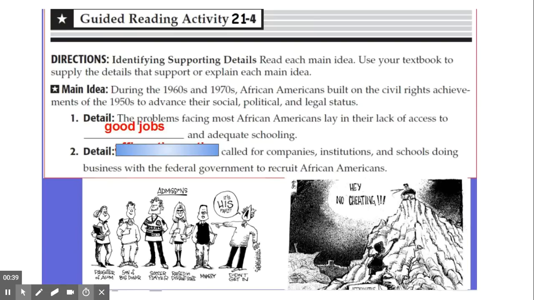When LBJ becomes president, one of the things that he incorporates into his war on poverty and his Great Society was something called affirmative action. This is tied into the Equal Opportunities Commission, but affirmative action calls for companies, institutions, and schools doing business with the federal government to recruit African Americans or other minorities.